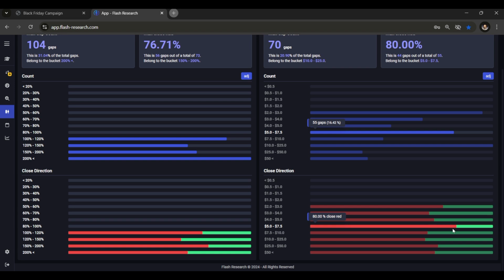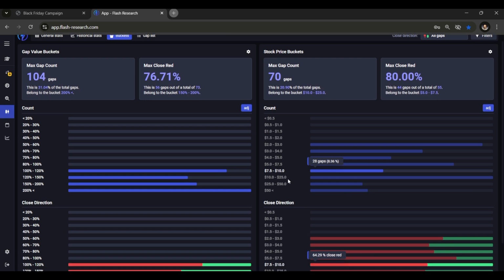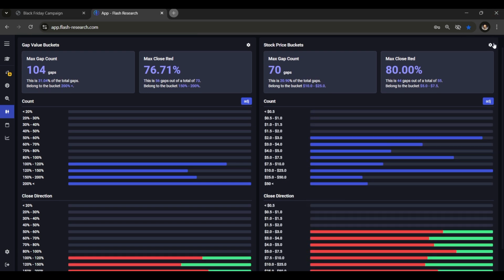This is clearly the best price for short selling in this list. So maybe the next search I do is going to be targeting those stocks between $5 and $7.50, and I'm forgetting about the $3 and $4 price points, because they have a lower probability of closing red. So yeah, this tool is so helpful.